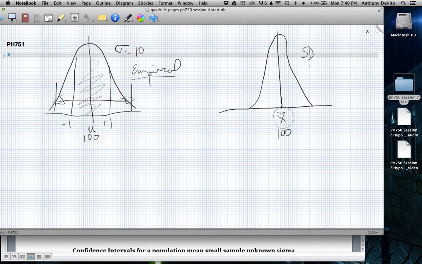So this gets narrower. We give the distribution of the sample means a new name: standard error.